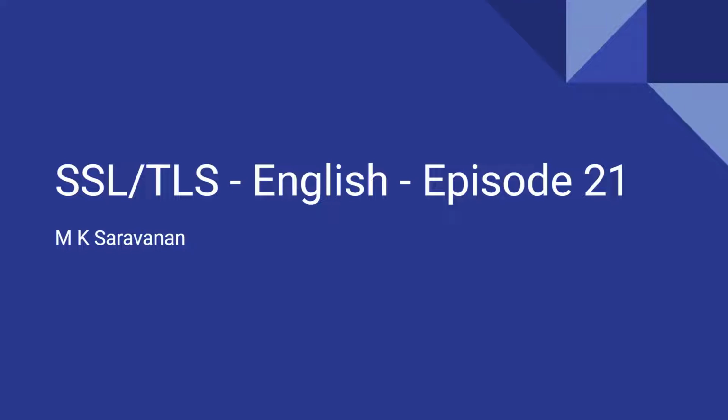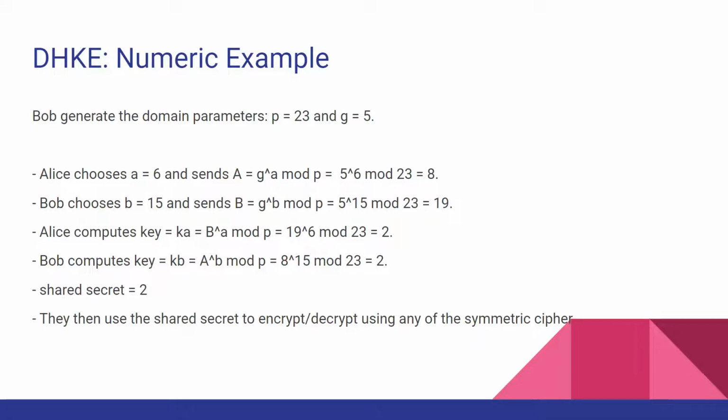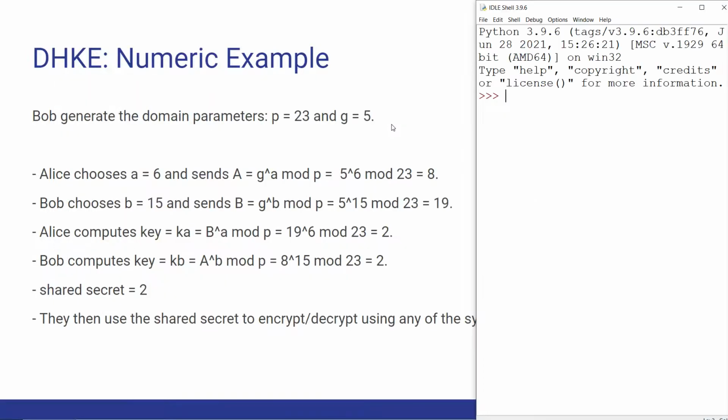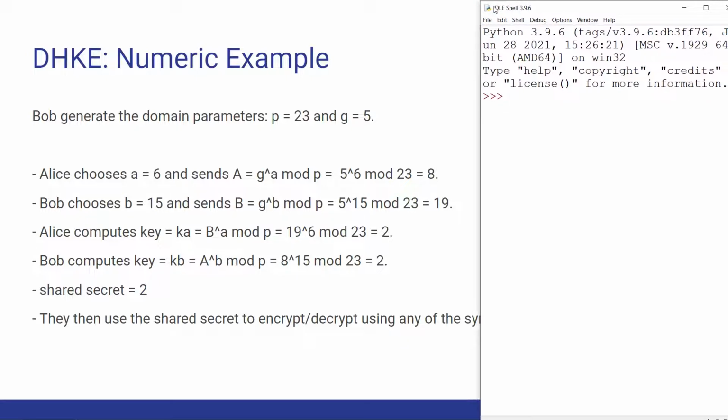So if you remember, in the past episode we learned about Diffie-Hellman key exchange, right? Today we are going to see another example, a numeric example using the Diffie-Hellman key exchange. On the right side of the window I have opened a Python IDLE shell. If you have installed Python on Windows, Linux or even Mac, you will get this Python shell. So I am going to calculate this thing. Let's do a very simple numerical example to understand the Diffie-Hellman key exchange.